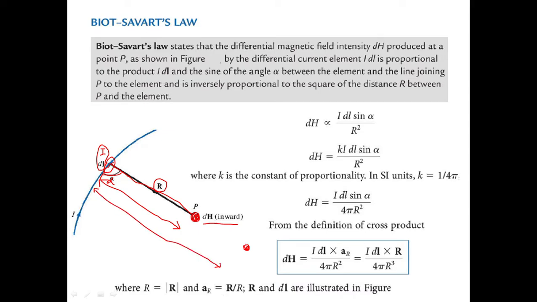So the magnetic field effect, or the magnetic field intensity, at this point will be much lesser than at this point, right? So as the distance increases, the magnetic field intensity decreases. Now one more thing.